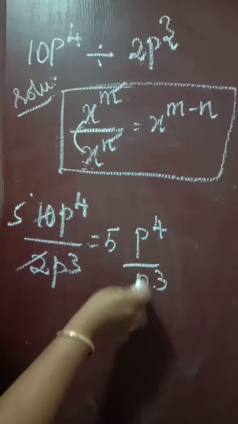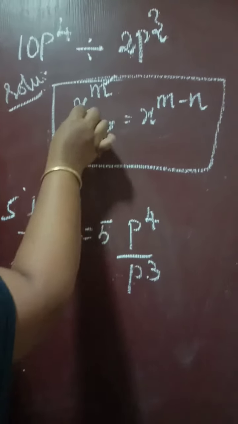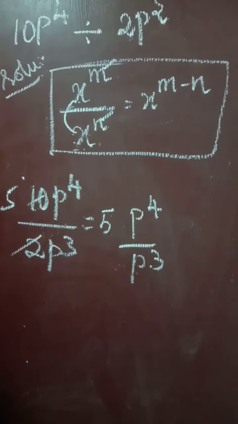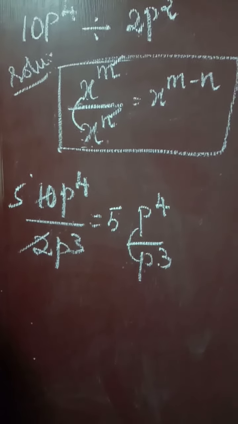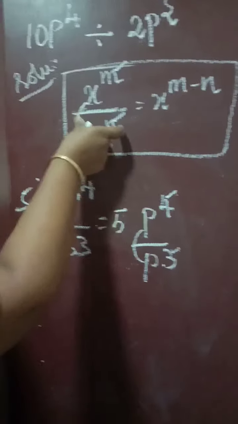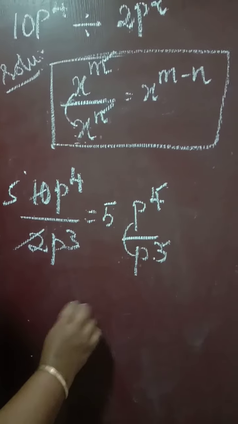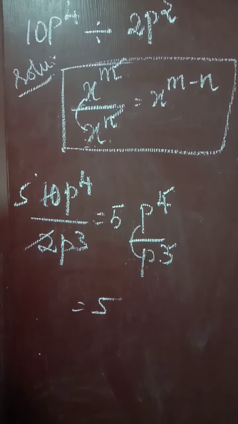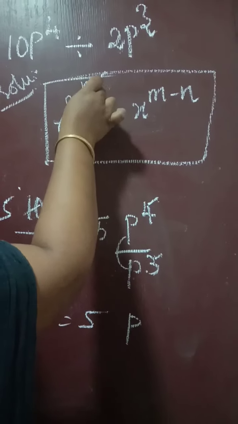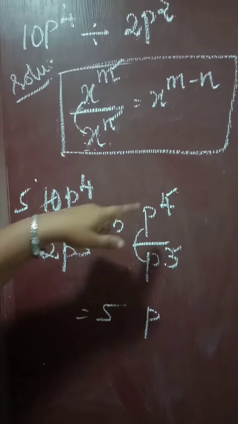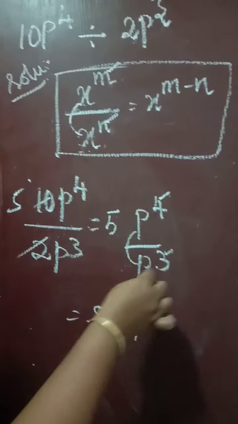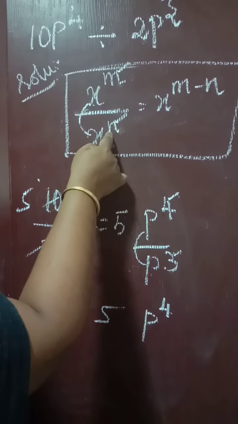You have to compare this one with this one. Here, what is the base? Yes, x is the base. Here, what is the base? Yes, p is the base. What is the power? Here 4 is the power, here 3 is the power. So applying this formula, we write 5, then p power m minus n. Here 4 is in the place of the numerator's power m, and 3 is the denominator's power n.